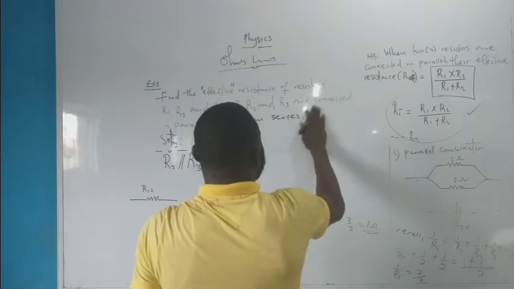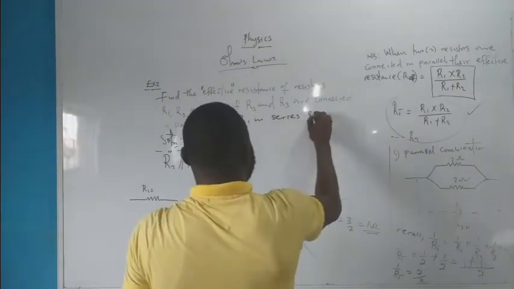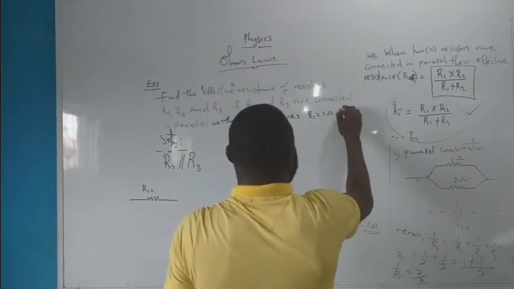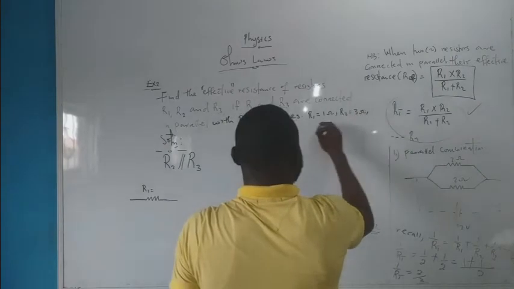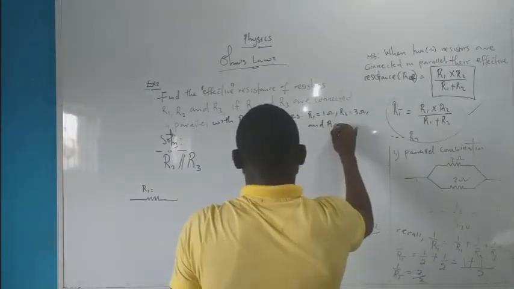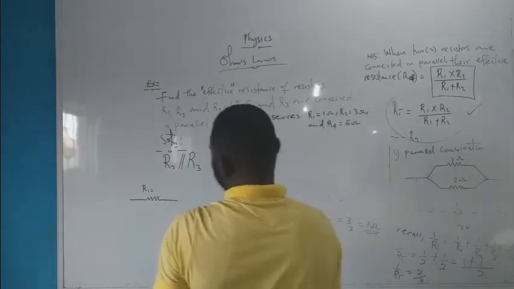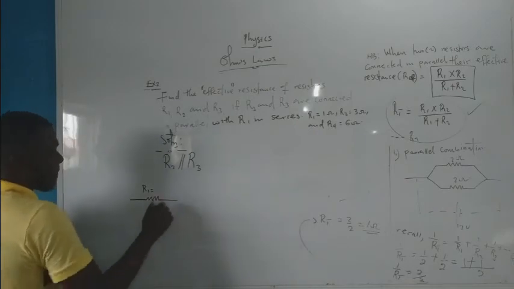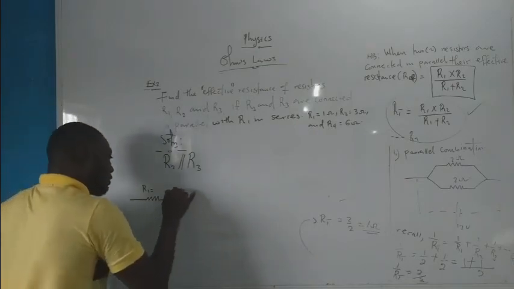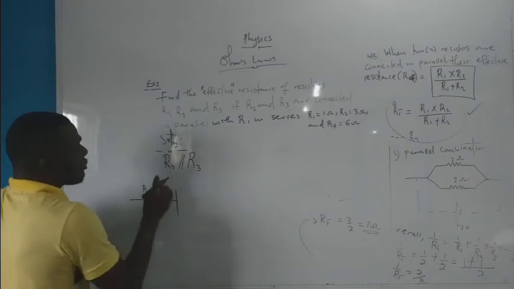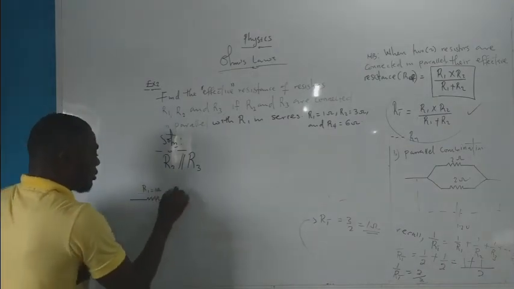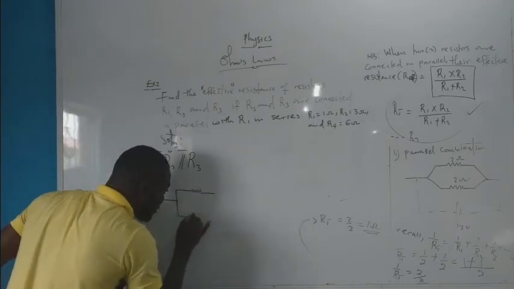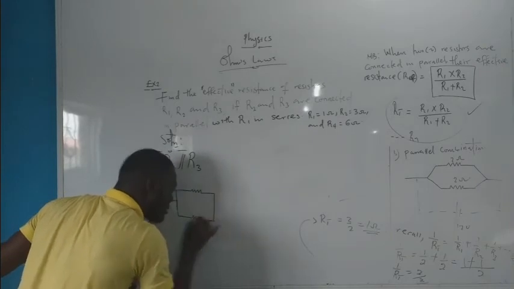If R1 equals 1 ohm, R2 equals 3 ohms, and R3 equals 6 ohms. So we can have this R1, which equals 1 ohm, in series, and this is in parallel to this.